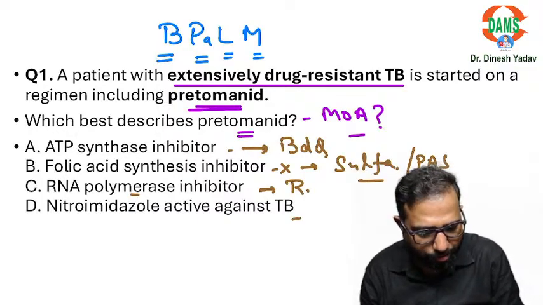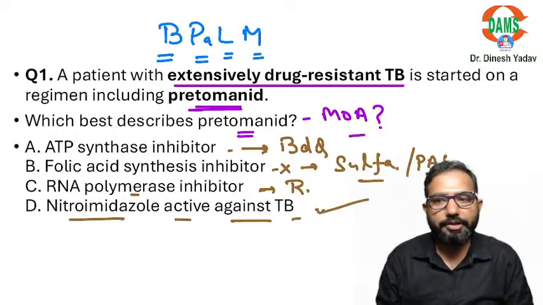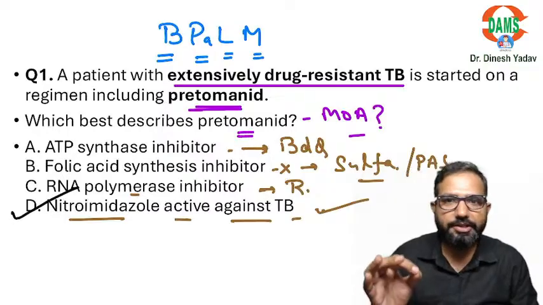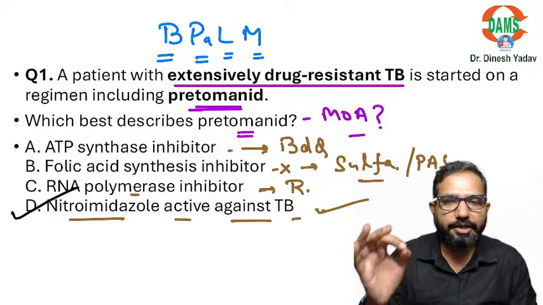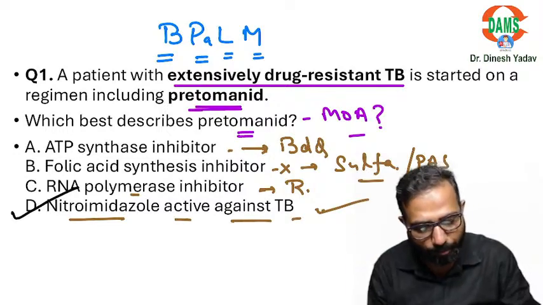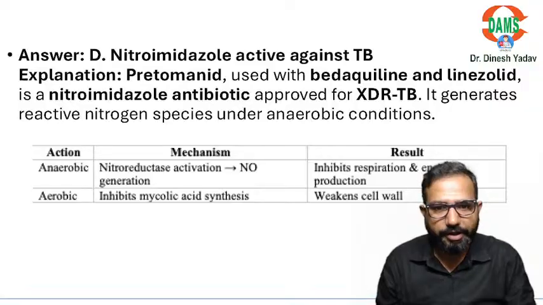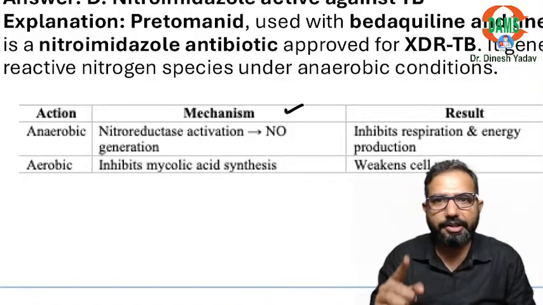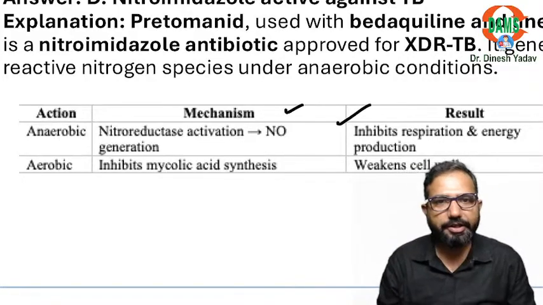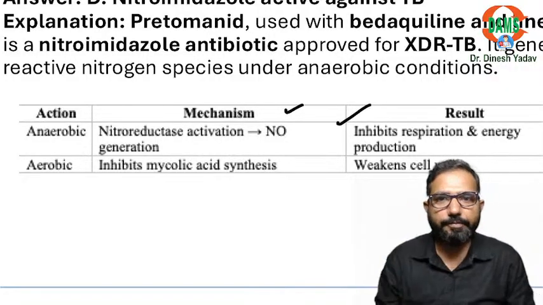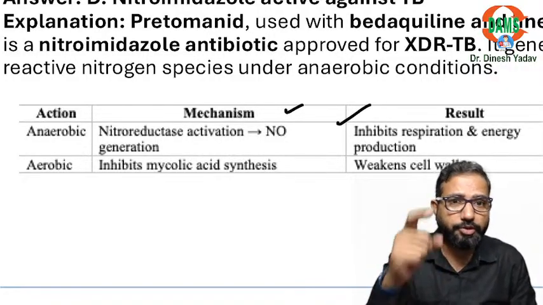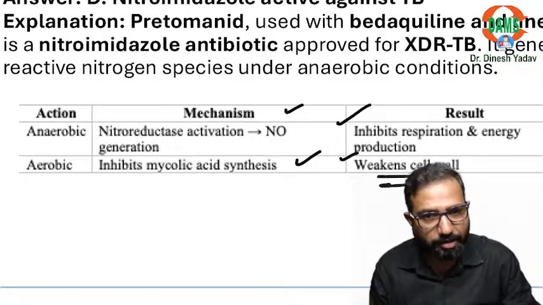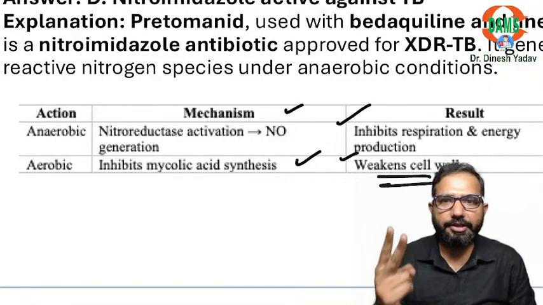Now you see the nitroimidazole active against tuberculosis. That is true regarding this. But additionally, other than being a nitroimidazole, pretomanid is the nitroimidazole-like drug which is active against tuberculosis. It has two mechanisms. The first is nitric oxide generation in the anaerobic medium, and it inhibits respiration and energy production. The second mechanism, most of you know about this: it inhibits mycolic acid synthesis. It is weakening the cell wall. So these are two mechanisms regarding pretomanid.